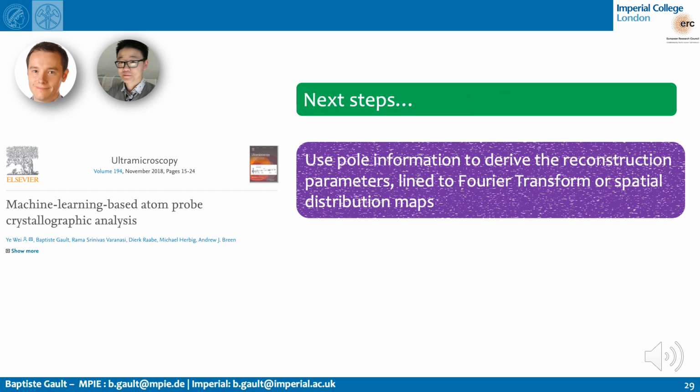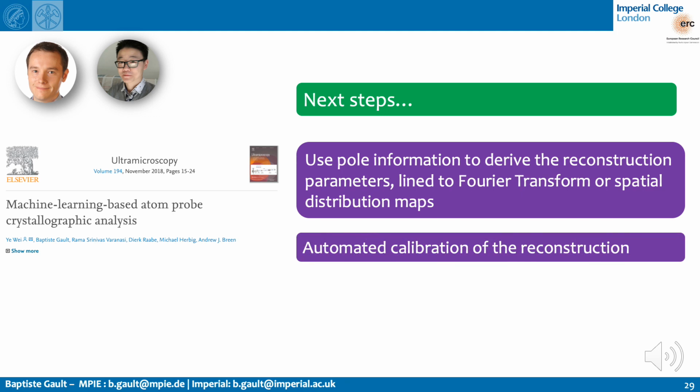And so we are working now on the next steps to use this pole information to constrain the reconstruction, for example, combined with Fourier transform or spatial distribution maps to determine the interspacing, and all of this leading to an automated calibration of the reconstruction.